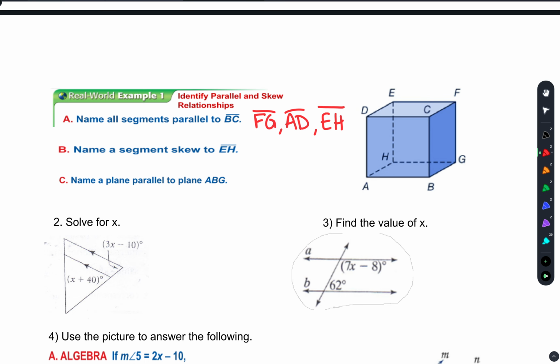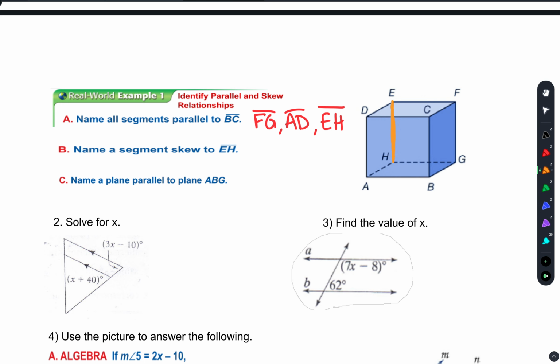Now, in the same vein, name a segment that is skew to EH. Here is EH. By definition, that word skew means it is not intersecting and it's not parallel. So all of those things that I just said were parallel to BC cannot be skew to EH. What's a segment that is skew to EH? There's a lot of examples on here. Give me one that is not parallel and also doesn't intersect it.